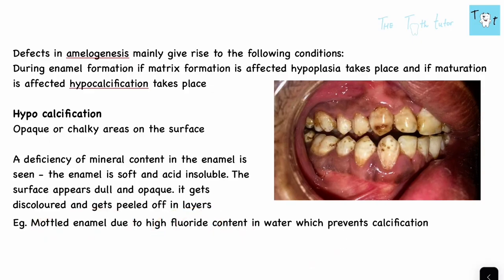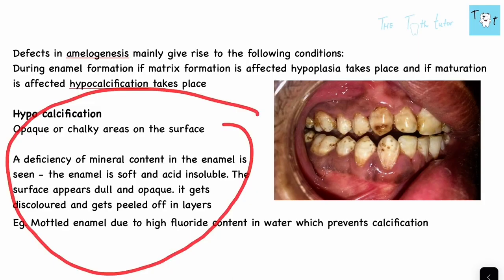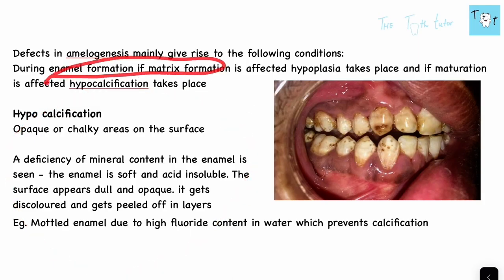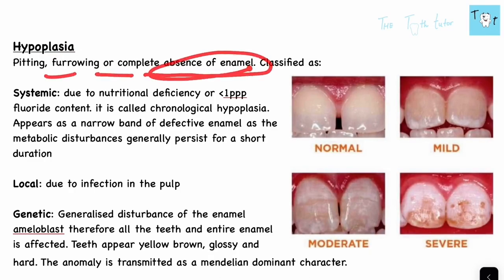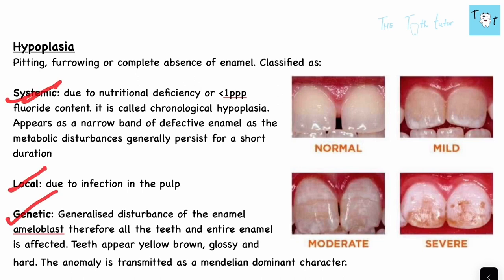Okay. So this was during mineralization, and what will happen when amelogenesis is affected during matrix formation? That is hypoplasia. What happens in hypoplasia? Pitting, furrowing, or a complete absence of enamel. All these three conditions are examples of hypoplasia. It can occur in three ways. It can be systemic, it can be local, or it can be genetic.